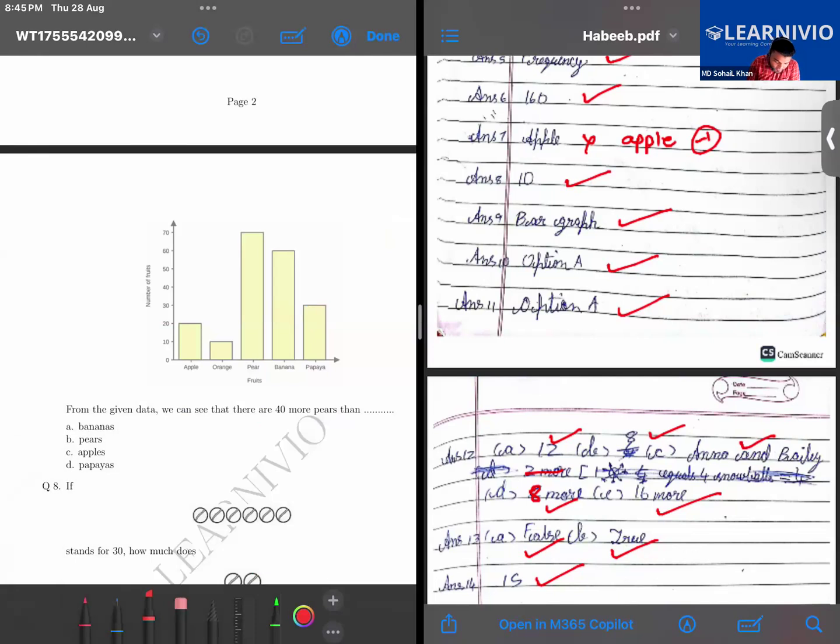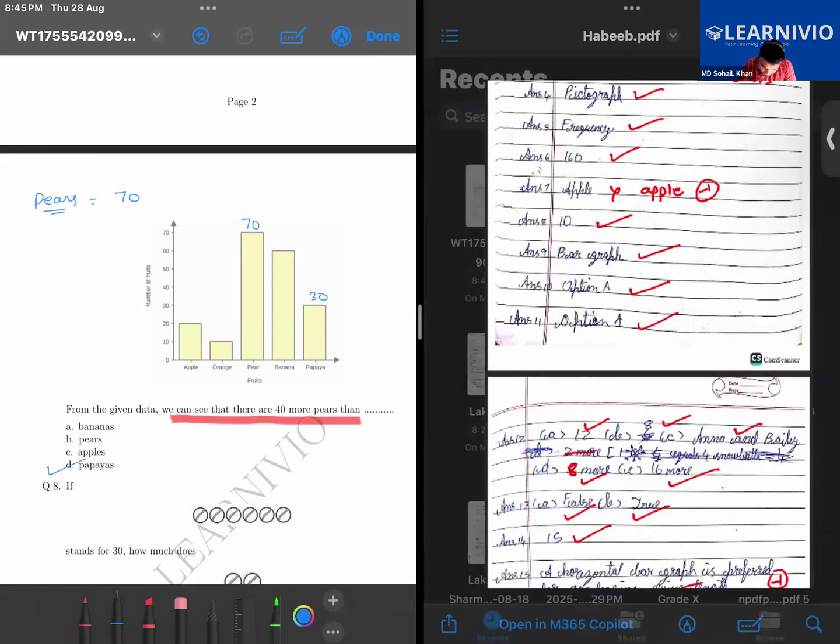The question here is saying that from the given data, we can see that there are 40 more pears than what. How many pears are there? 70. Right? So it is 40 more than which fruit? 70 minus 40 is equal to 30. 30 is papaya, no? So pear is 70, that is, it is 40 more than papaya, because there's 30 papaya and 70 pears. So hence that should have been papaya. Okay.